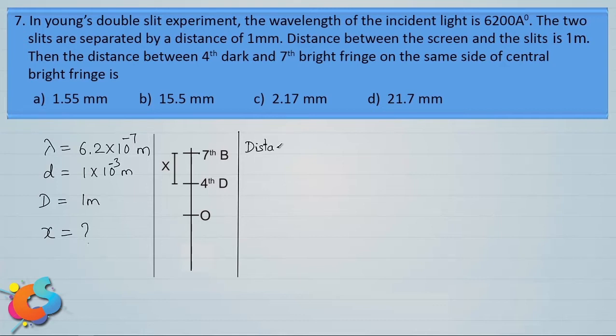So the distance of a dark fringe from the center is given by xn equal to (2n plus 1) beta by 2, where beta is the fringe width. Now for the fourth dark, n has to be taken as 3. So when you substitute 3 in this formula, you get 6 plus 1, that is 7 beta by 2, which is the distance of the fourth dark. x4 is equal to 7 beta by 2.